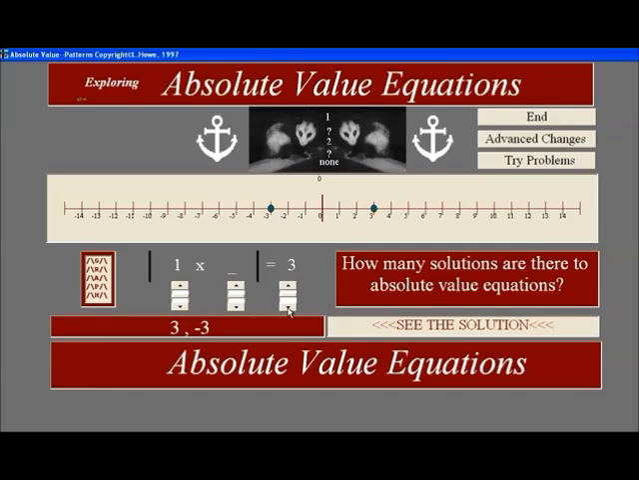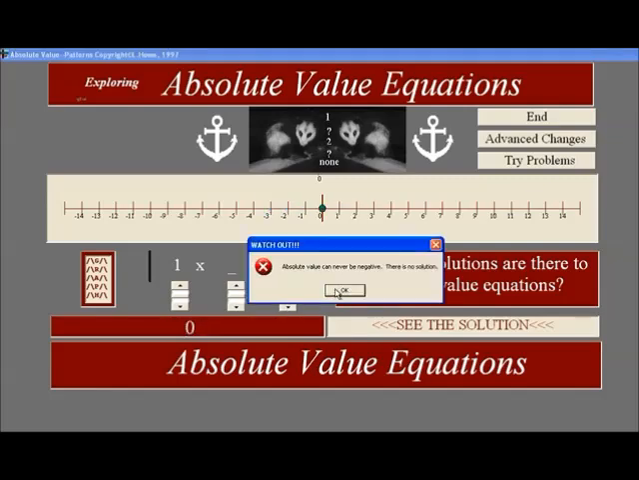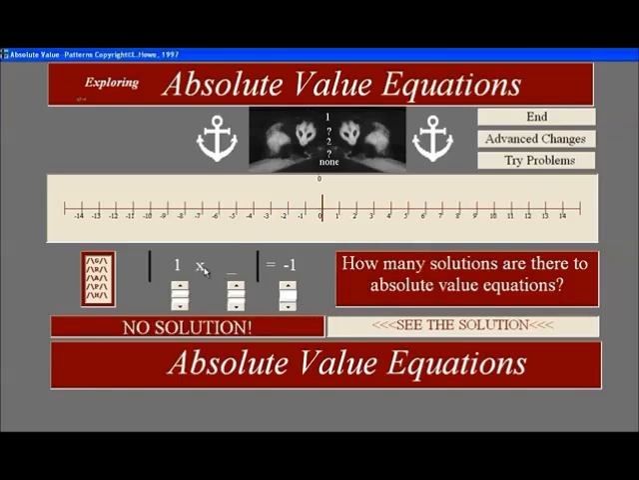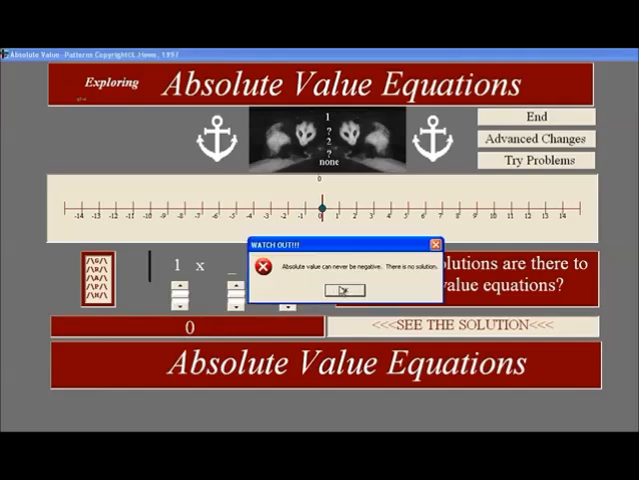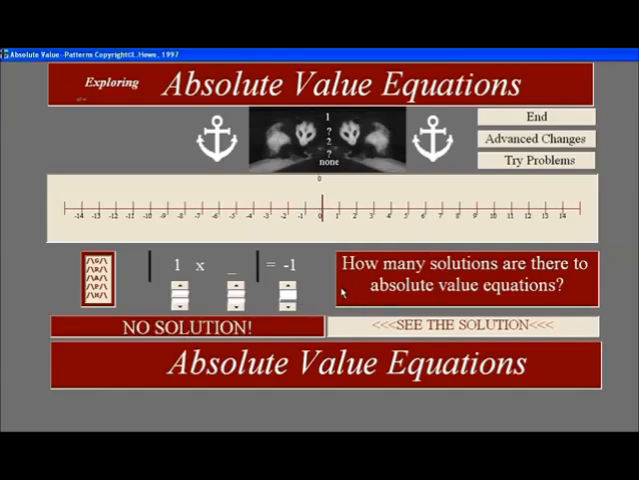Now, of course, the distance from the origin cannot be negative, so if you try to put negative here, you see I'll make this thing pop up and yell at you. Did you hear it? There it goes. Absolute value can never be negative. There is no solution to this. So if it says the absolute value of x is any negative number, there is no solution.